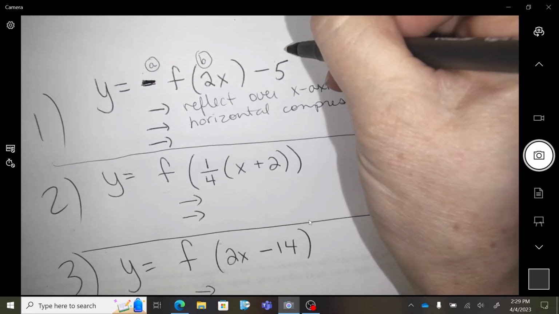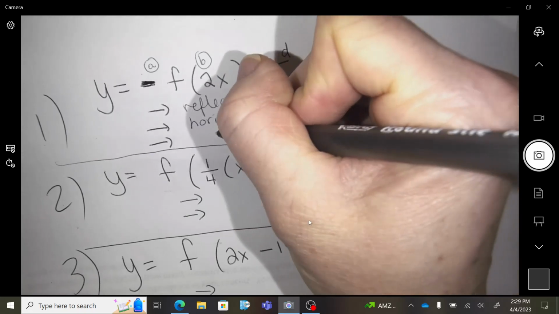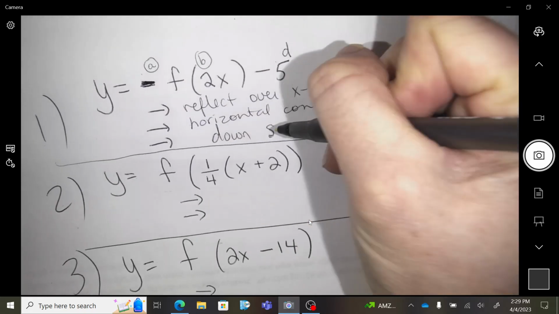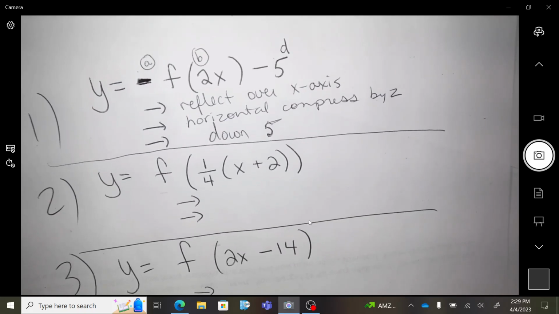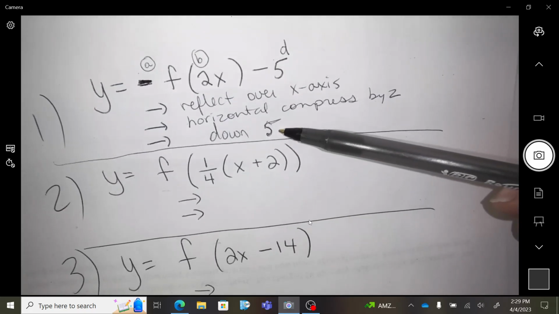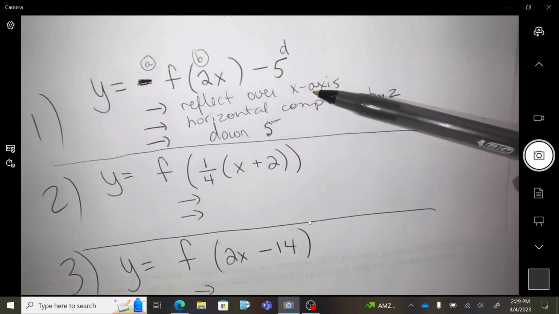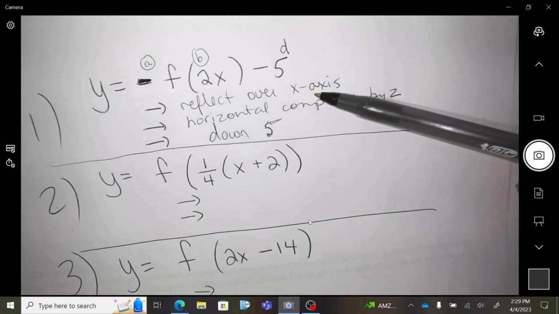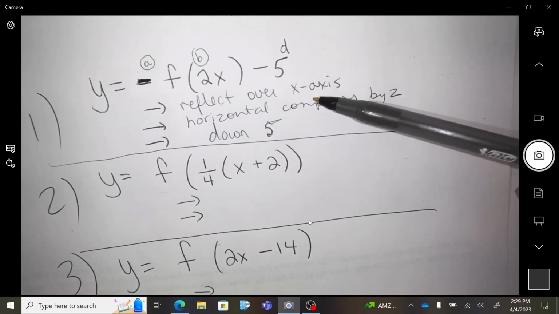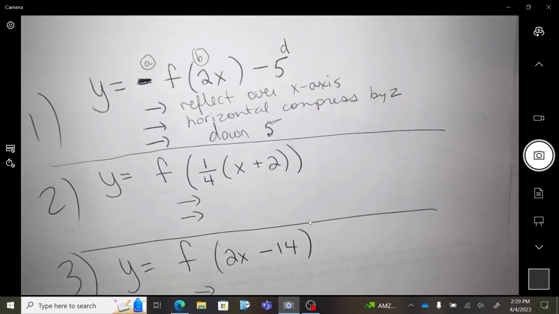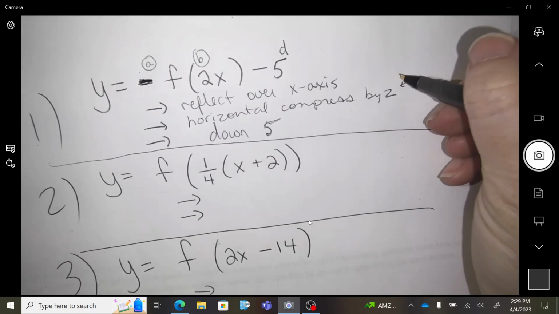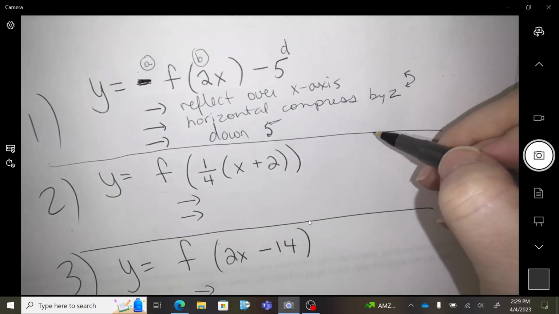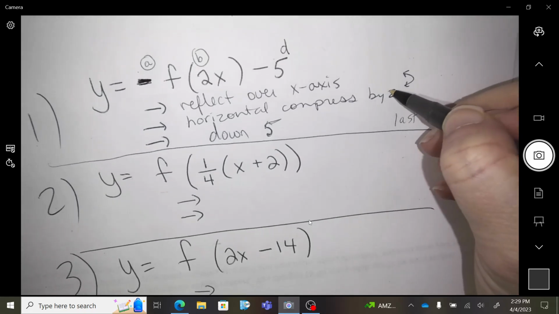And this is a D. So down 5. If you put this down 5 ahead of that, you would be incorrect as an order, right? You would have to do all the multiplying stuff before the shifts. These can go vice versa, but this has to be last.